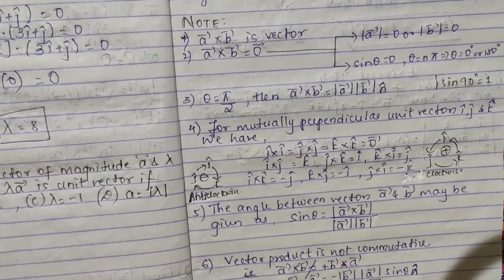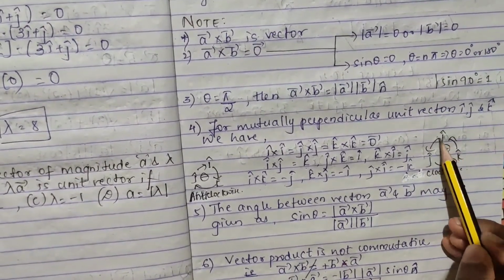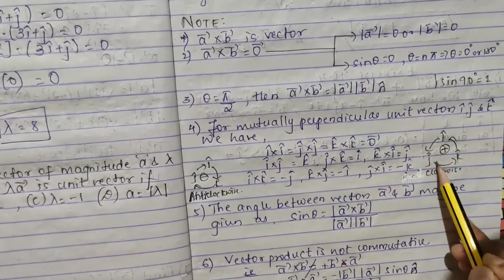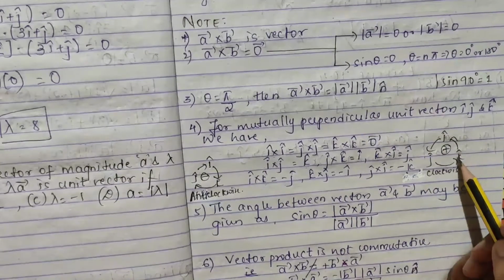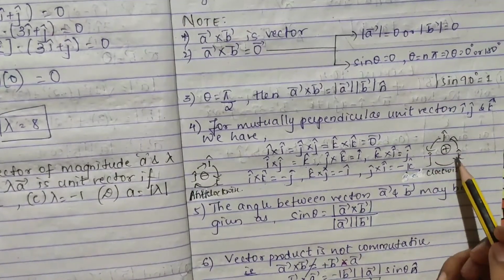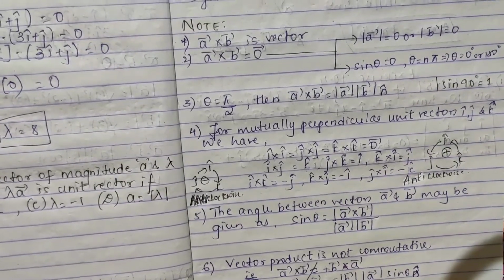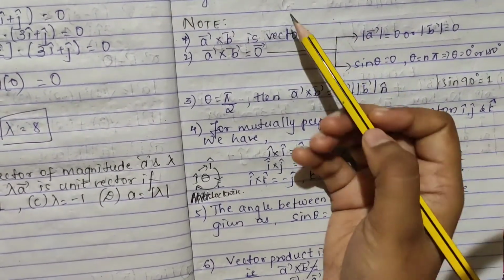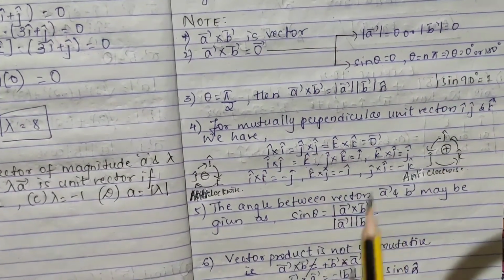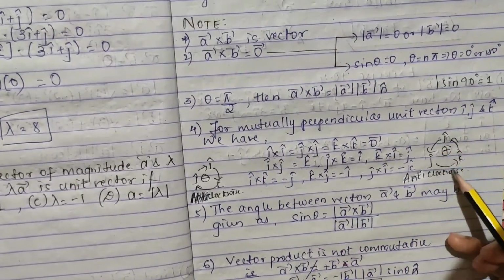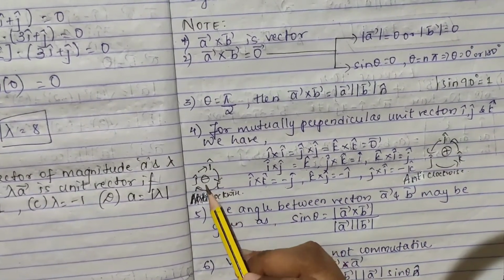In a simple way, when it is in a clockwise direction, just write I, j, k and draw your clockwise arrow. Clockwise means it will go in such a way. Sorry, this is your anti-clockwise. Going like this is anti-clockwise; going like this is clockwise. So in anti-clockwise it will be positive, and in clockwise it will be negative.